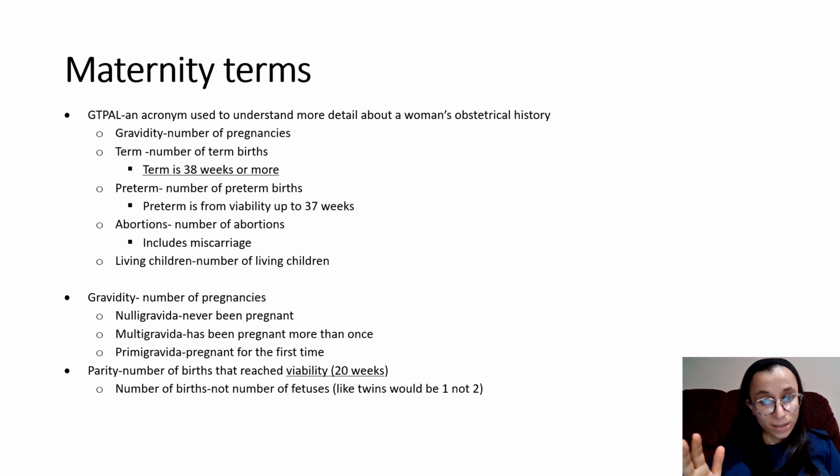So let's say someone has twins. Twins are 2, but it's really considered 1 because it's the number of births. That mom only gave birth once, even though she has 2 kids.